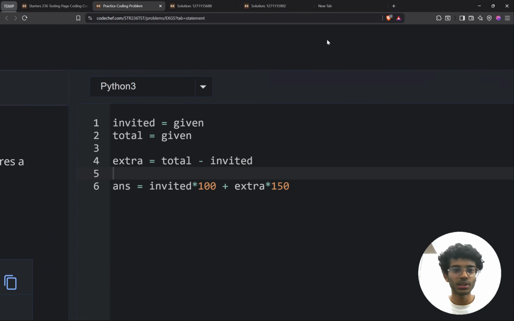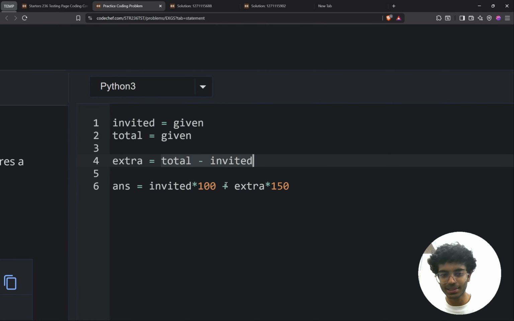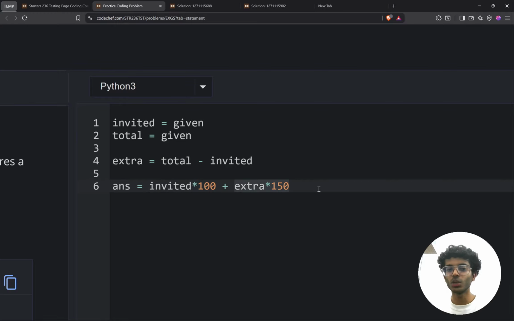Now for the solution, we're given the total number of people that were invited. We're also given the total number of people that came to the party. Now, how many extra people came to the party? Total minus invited. And the answer would be invited into 100 plus extra into 150, right? And that's exactly what we need to do.